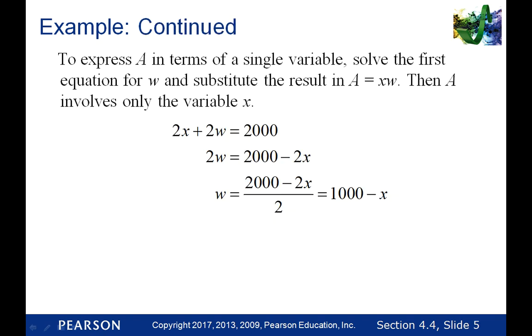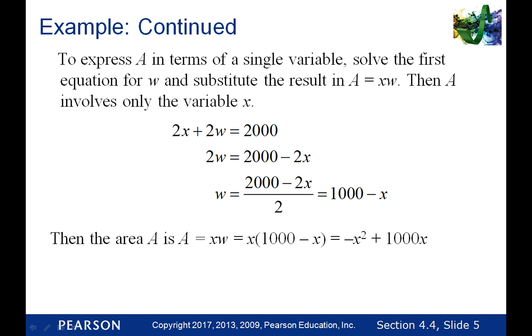So taking that equation, get W by itself. So we move 2X by subtraction. Then we take and divide everybody by 2. 2,000 divided by 2 is 1,000. 2 divided by 2 is 1. So W is 1,000 minus X. So we found that missing side that we didn't know about. All right, 1,000 minus X.